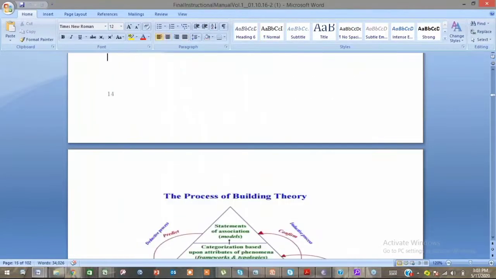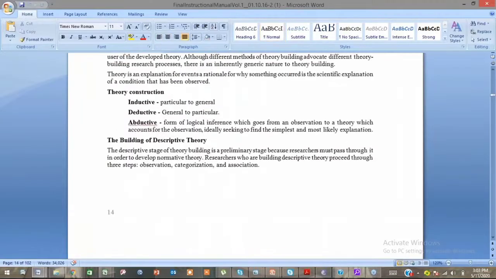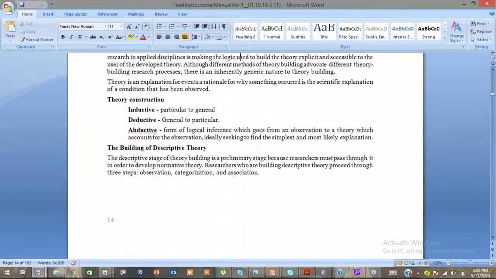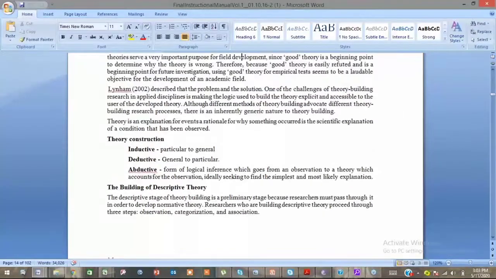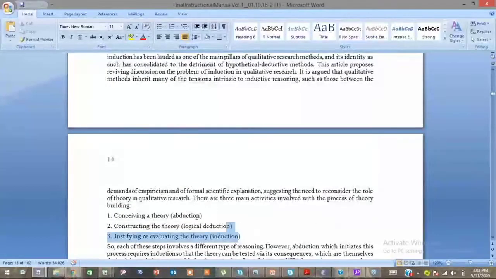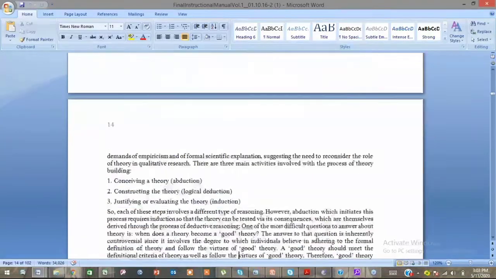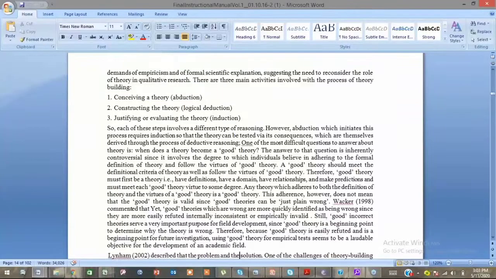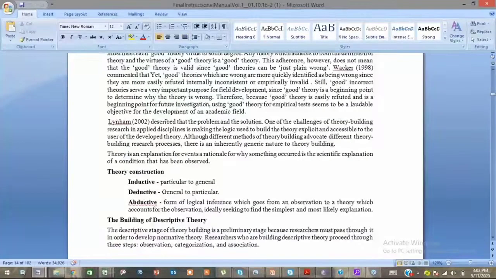So I will be looking at theory construction. We'll talk about induction, deduction, and abduction. Remember? Where did we get this? Theory construction. Remember, we just discussed it. Abduction, deduction, and induction. Induction goes from particular to general. Deduction goes from general to particular.